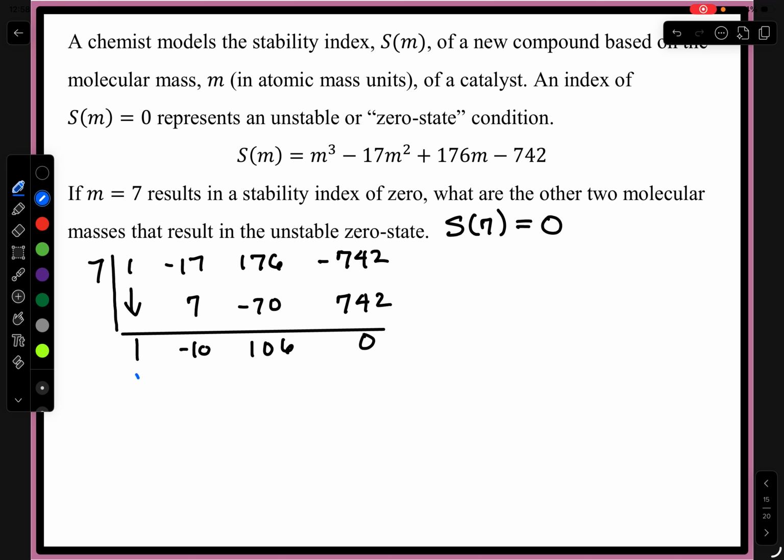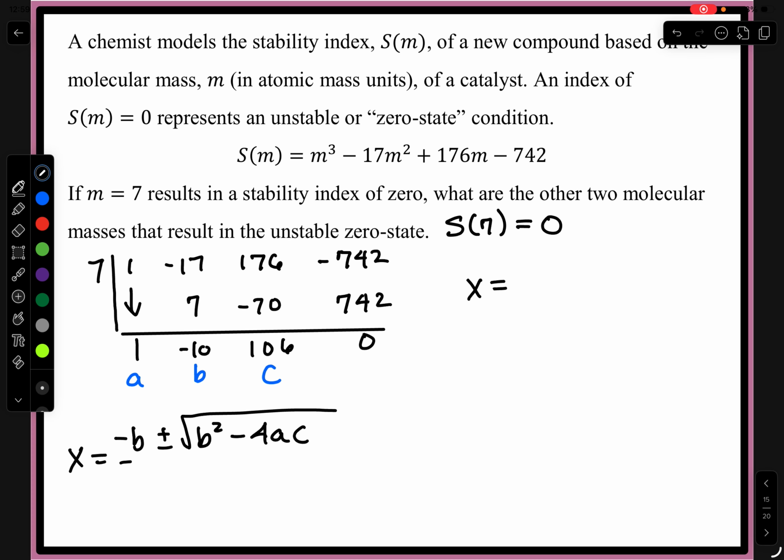So using A, B, and C as these numbers, we're going to plug these numbers into the quadratic formula. So let me write that quadratic formula down here as reference, and let me plug those numbers over here on the side.